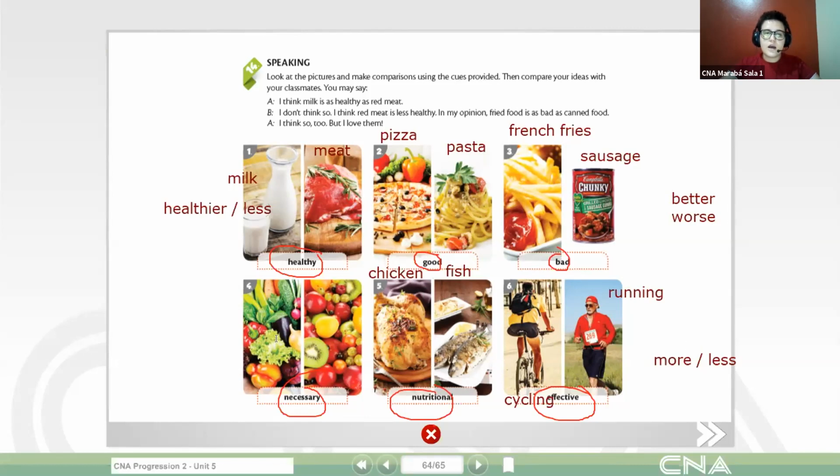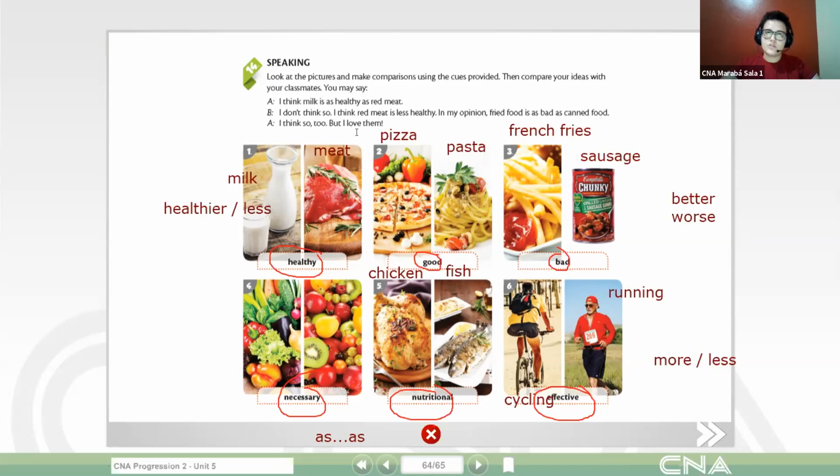Example, vegetables are more necessary than fruit, or vegetables are less necessary than fruit. Or if I want to express similarity, I'm going to use as. Vegetables are as necessary as fruit. Okay, those are the options you have to talk about.